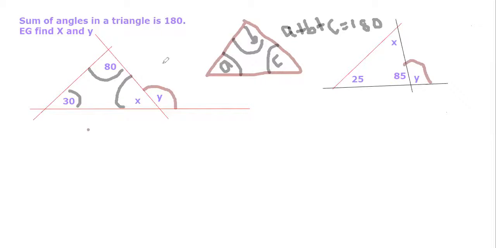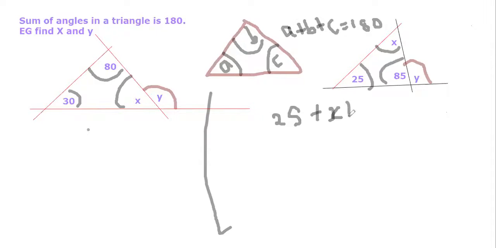I can leave this question for now and come and do this one. It's easy. I can find X and Y quite easily without making things complex. I know that this plus this plus this is 180. Or I can even start by finding Y, but I want to train you to start by finding X first. So I know that 25, my 5 is not quite good, you forgive me, plus X plus 85 is equal to 180.